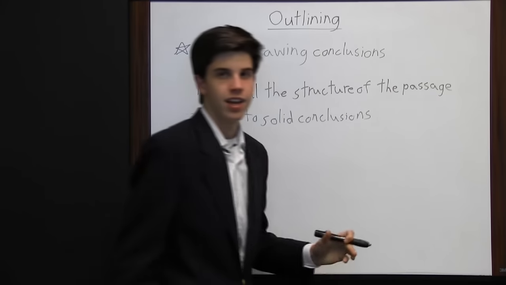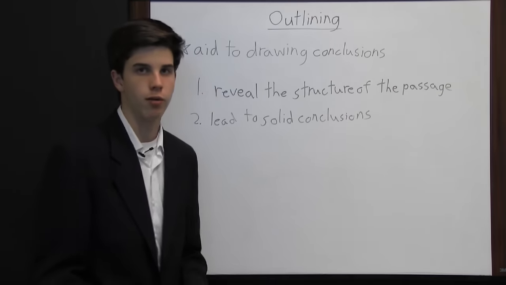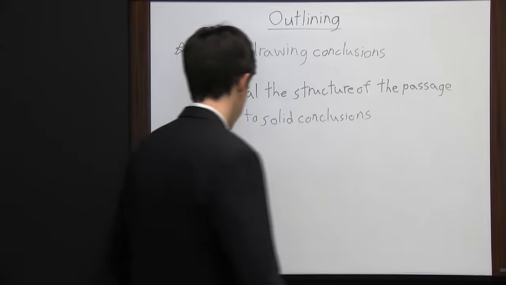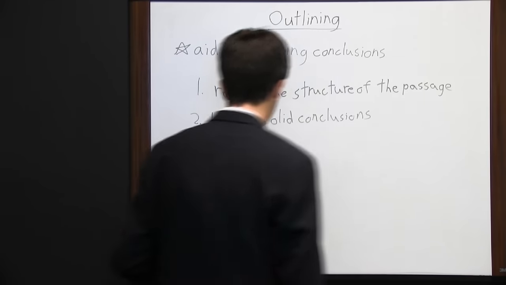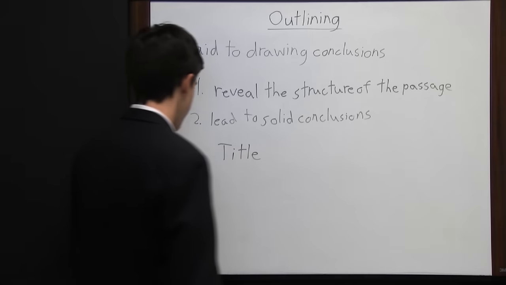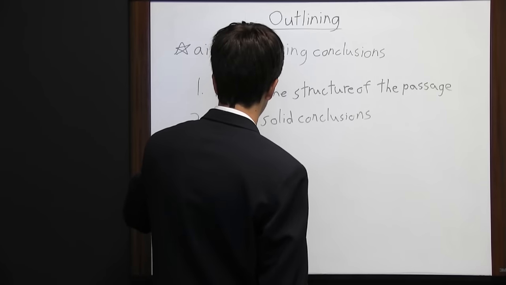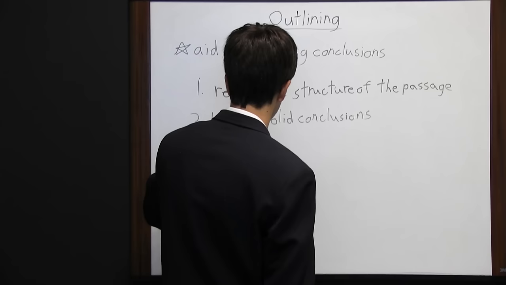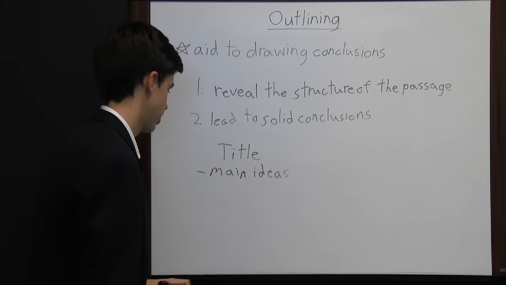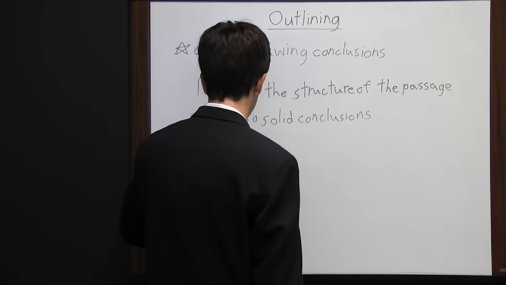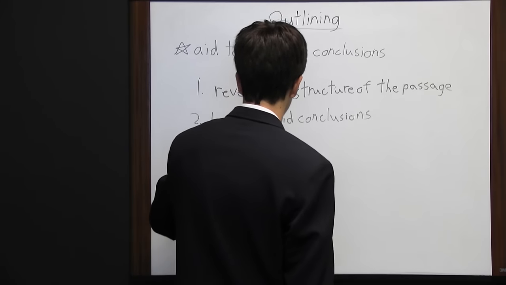There are many ways to structure an outline, but I want to go over one approach that works very well, and that's to first have a title, which is basically the main idea of the whole passage, though you don't have to write it word for word. And then you have main ideas under Roman numerals. So these are your big general ideas. You're not getting very specific yet. Then under your main ideas, you have supporting ideas and details.